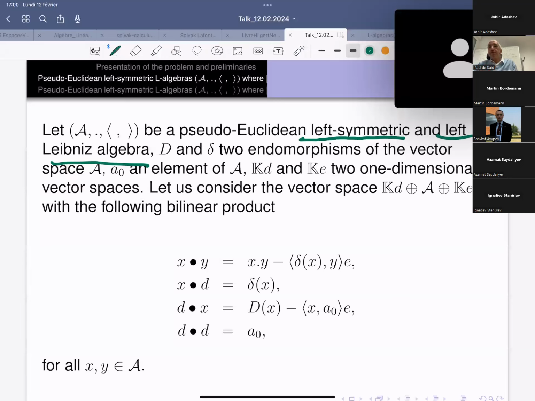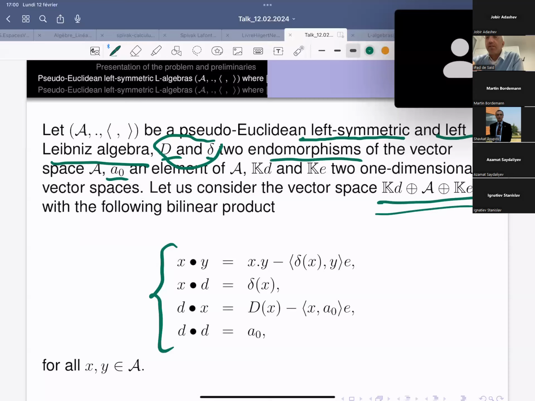And if we consider two endomorphisms of the vector space, and A0 is an element of R, KD, KE, two one-dimensional algebras, we consider this new vector space with this new product here. We use these two endomorphisms and the structure in R. You have this definition, explicitly the product in this algebra.